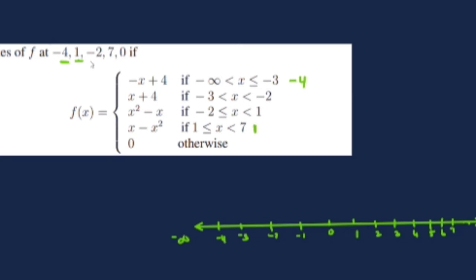Now where is minus 2? Third interval. So minus 2 is here. Where is 7?